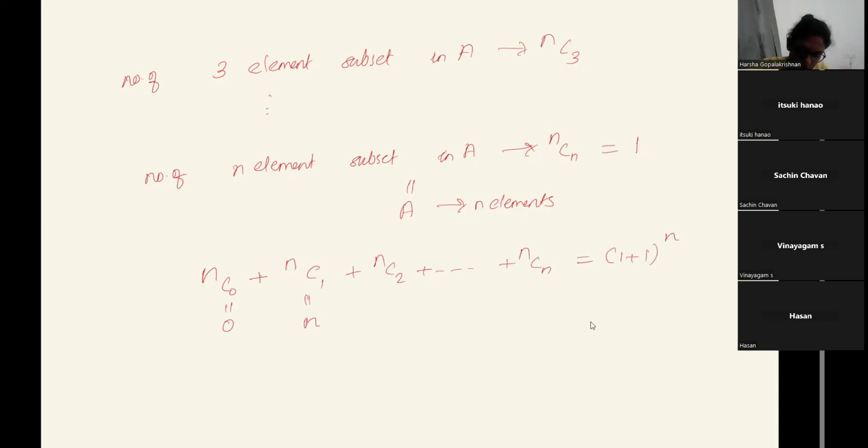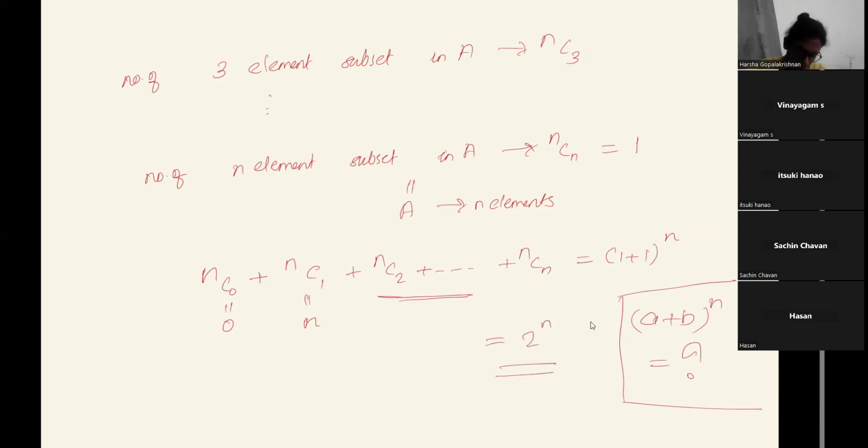If you have doubt here, I'm giving it as an exercise. Just see the expansion of (A plus B) power N, and substitute A and B as 1, then you will get this expression. This expression is the same as (1 plus 1) power N, which is equal to 2 power N. So this 2 power N is the number of subsets of A.